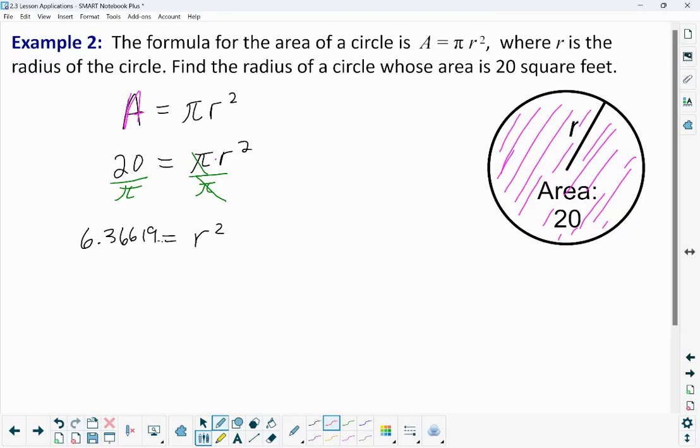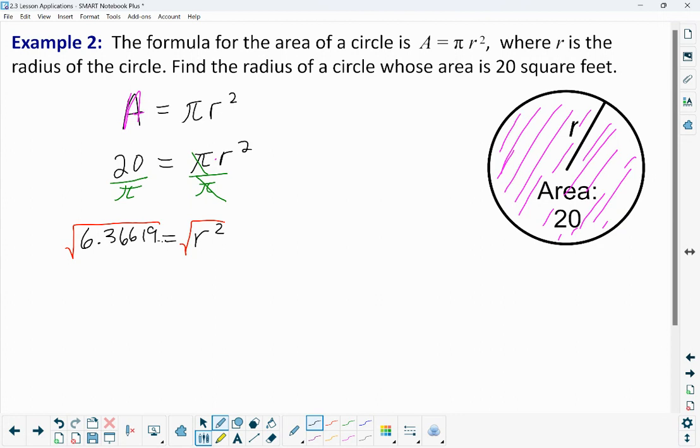I'm just keeping a few decimals. In the end, I'm going to round to the nearest hundredth, which it doesn't say that on my screen, but it does say that in your printed notes. So we're going to take the square root of both sides of this equation. And again, I'm not using a plus minus symbol here because the radius of the circle is going to be a positive amount. We aren't interested in the negative answer here because of our context.